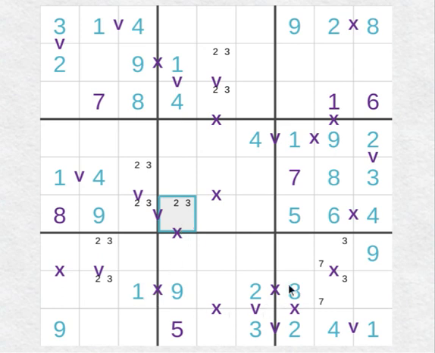What else? Let's see, do we got any more stuff about the 9s? Oh yeah, 9 goes there. Because this 9 has these 2 cells left. 9 cannot be in there because this is a V domino. High numbers cannot be in here. So 9 goes there.